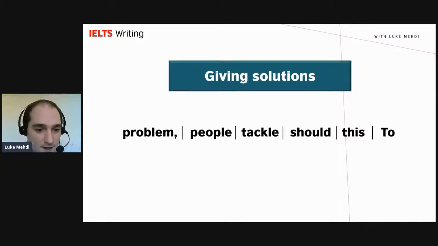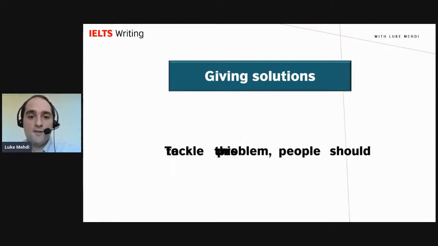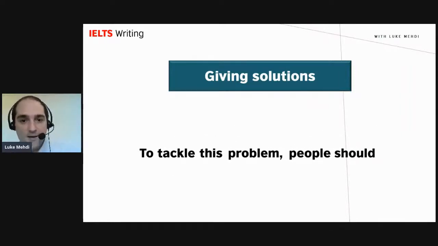As we can see, when we reorder the sentence: to tackle this problem, people should do something. The last solution was saying that the government should do it. Maybe they're talking about making laws, or government regulation. Here, to tackle this problem, people should. This is more about personal responsibility and actions people can take themselves rather than the government.